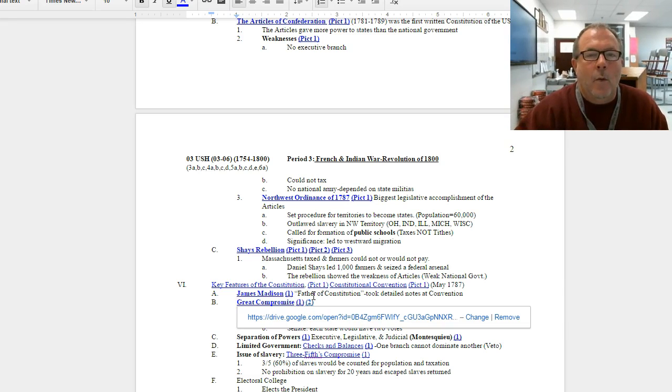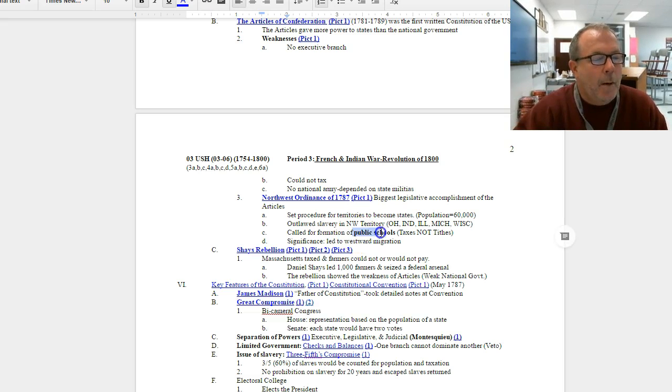Other aspects of the Northwest Ordinance were that it outlawed slavery in the Northwest Territory. So slavery up until this point had not been outlawed in any of the states. Beginning with the 14th, 15th, 16th, 17th, and 18th states, slavery was outlawed. It called for the formation of public schools. And the important thing to remember here is the way the public schools would be funded.